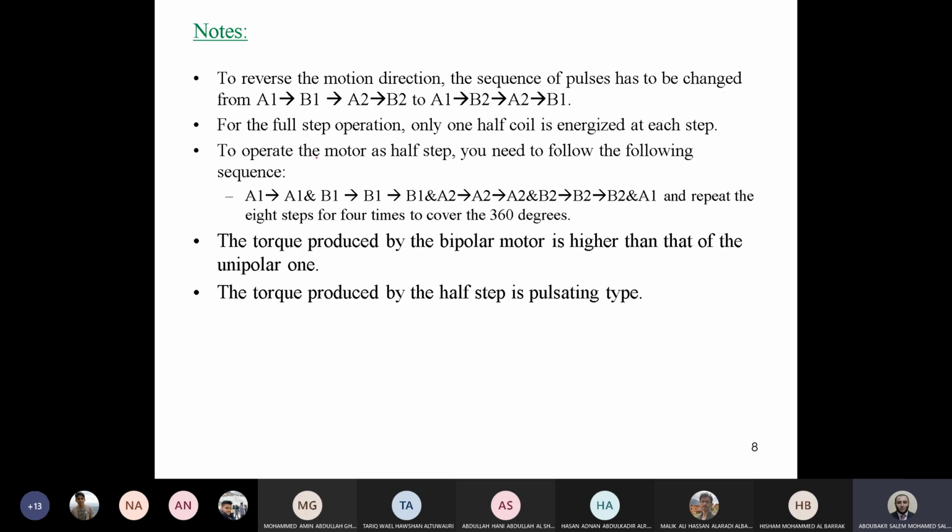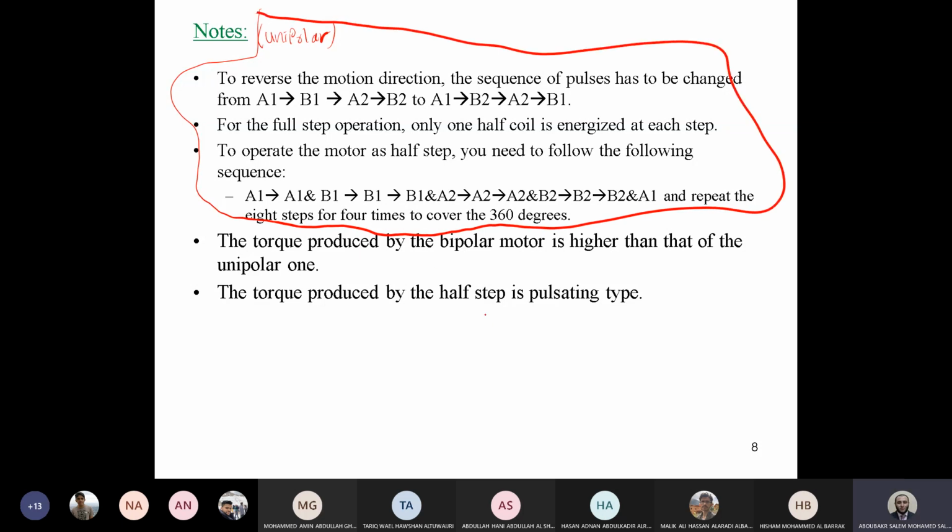To operate the motor at half step, you need to follow the following sequence: A1, then A1 and B1 together, then B1, then B1 and A2, and so on. So this is the sequence that we can use for half step. These notes are for unipolar. Up till now, all of these are considered for unipolar, or this part, not all of the notes. So all of these now are considering the unipolar motor.